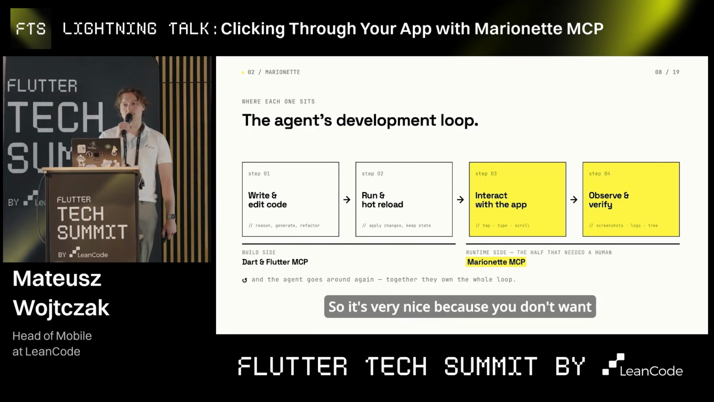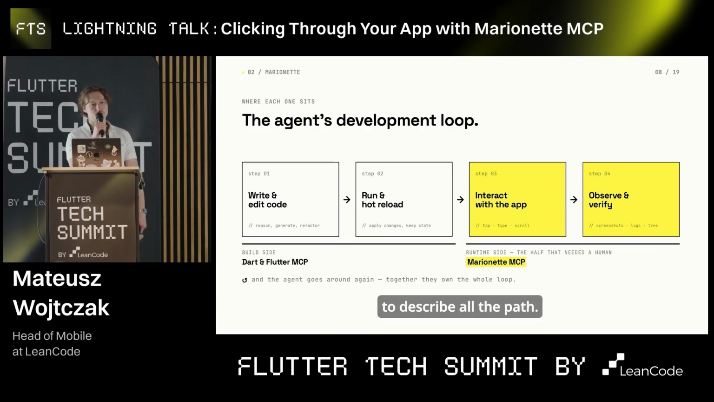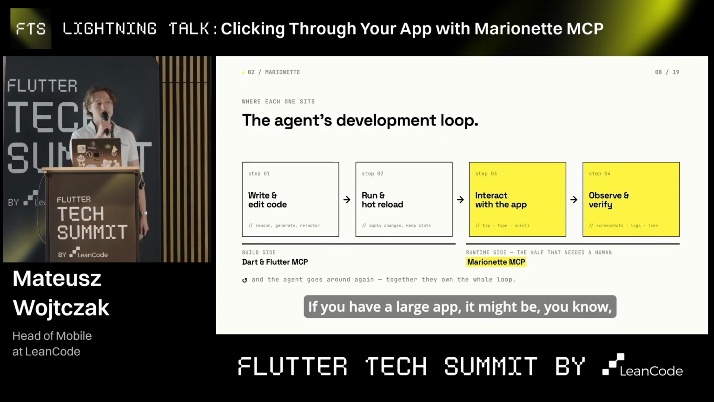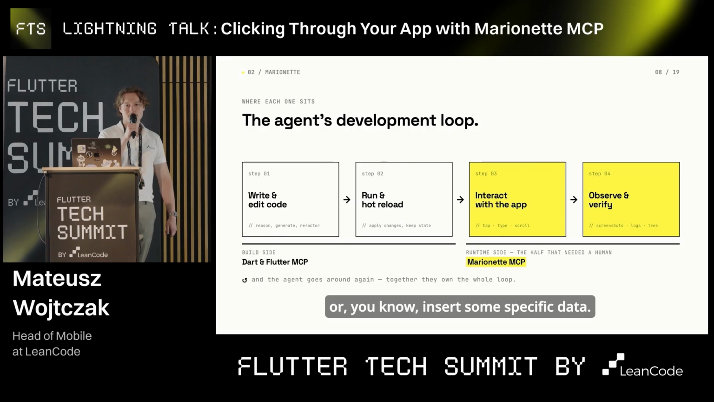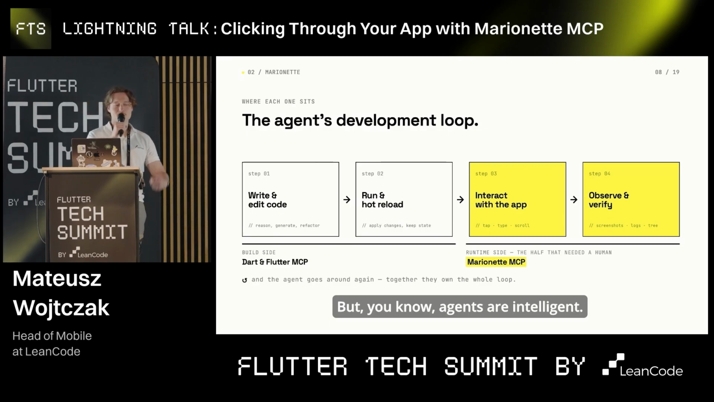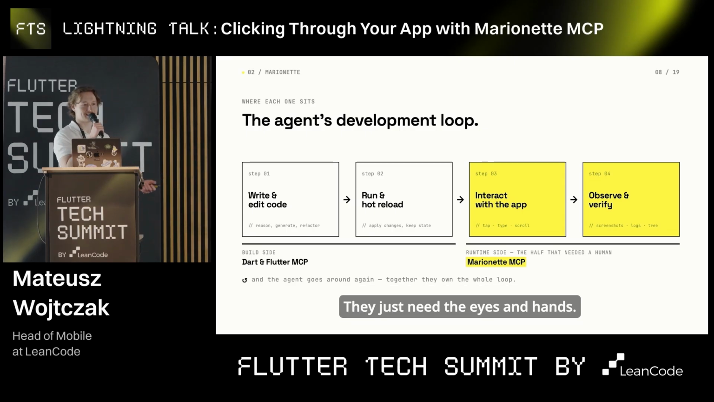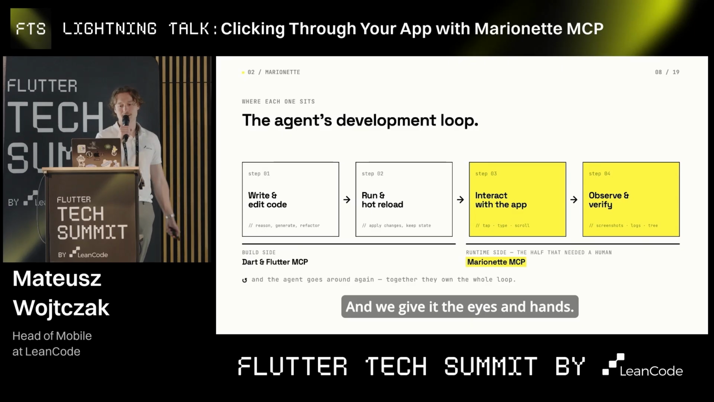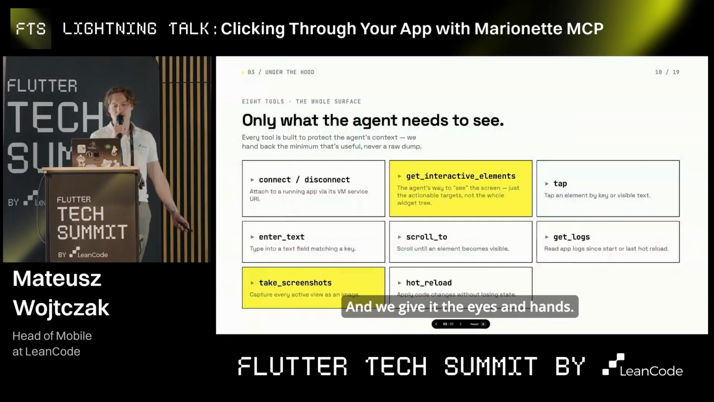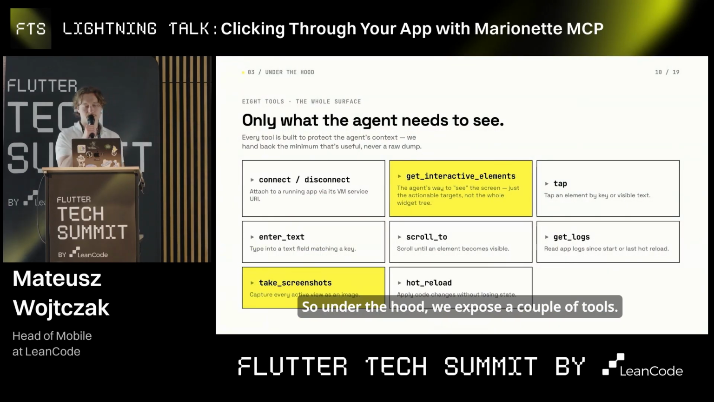So it's very nice because you don't want to describe all the path. If you have a large app, you might have to tap through a lot of features or insert some specific data. But agents are intelligent. This is the best thing about LLMs, that they actually can figure it out. They just need the eyes and hands, and we give them the eyes and hands. So under the hood, we expose a couple of tools.